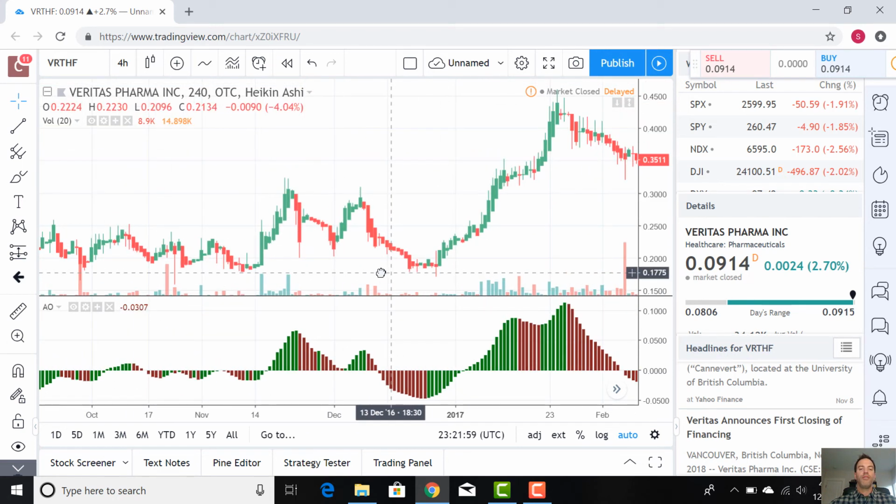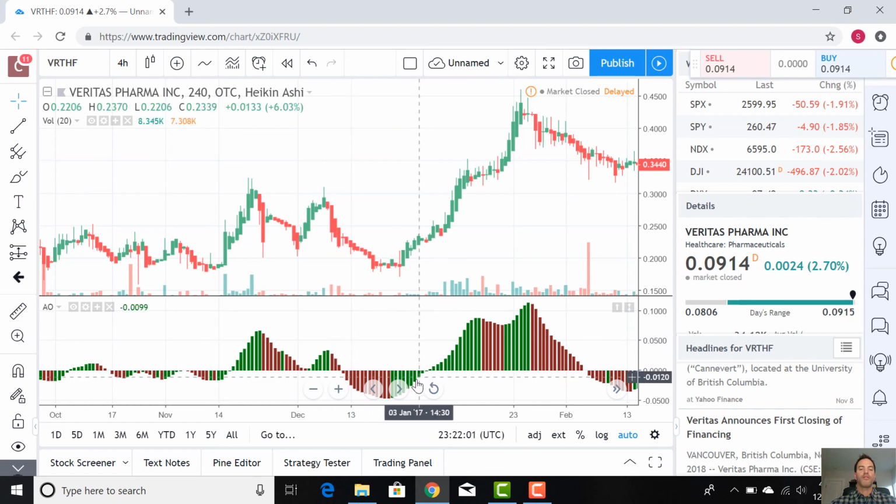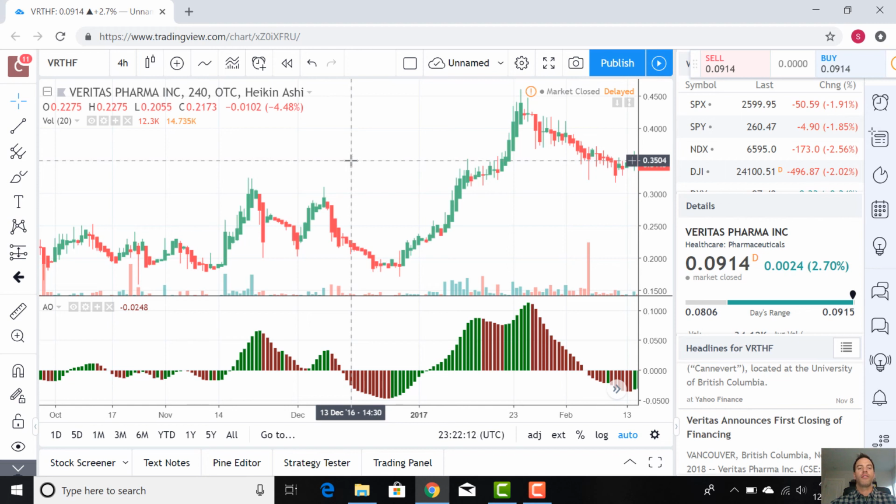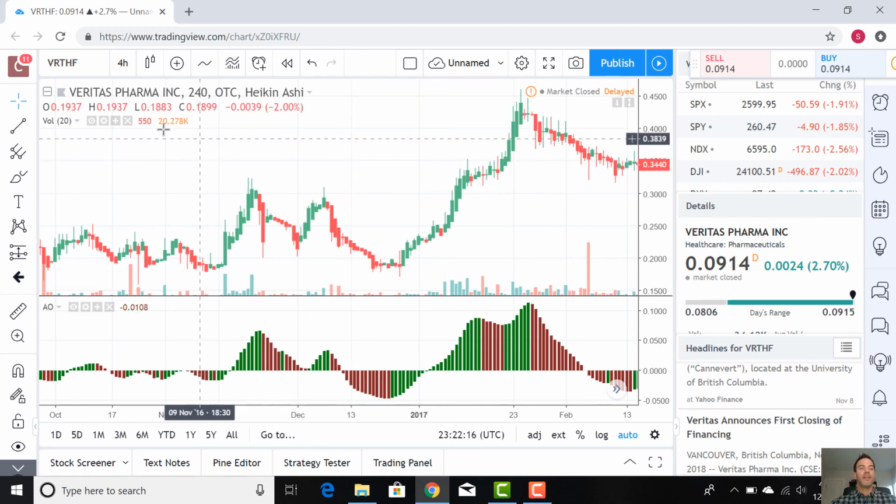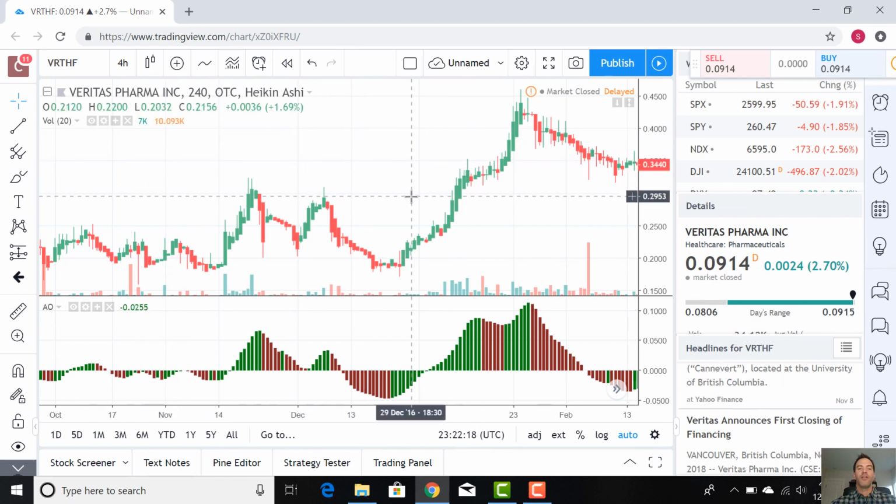But watch both of those for the rudimentary cross from positive to negative. Look what happened here, big gains. But also watch for the Twin Peaks. It's a fun way to use the awesome oscillator, which builds on the simple moving averages that we've been learning about. And it helps us take advantage of any stock, in this case Veritas Pharma. So have fun with the awesome oscillator.